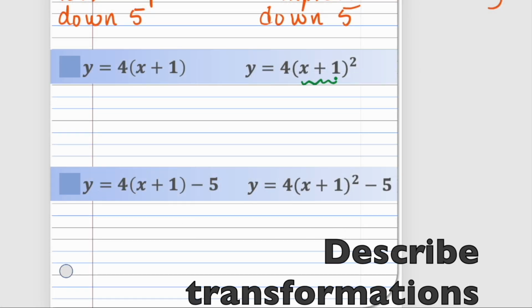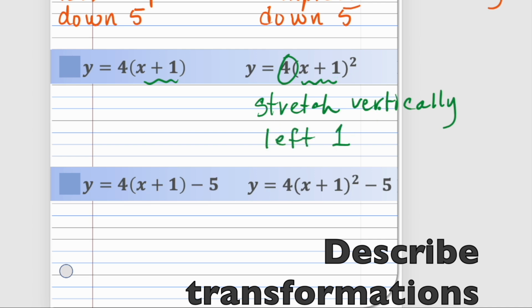When we have brackets inside, like this, when x is replaced with an x plus something or an x minus something, if we compare to the graph here, what we can say is, first off, we have a stretch vertically because we have the 4. But now inside the brackets, what we can say is we have movement left 1, or a horizontal movement.